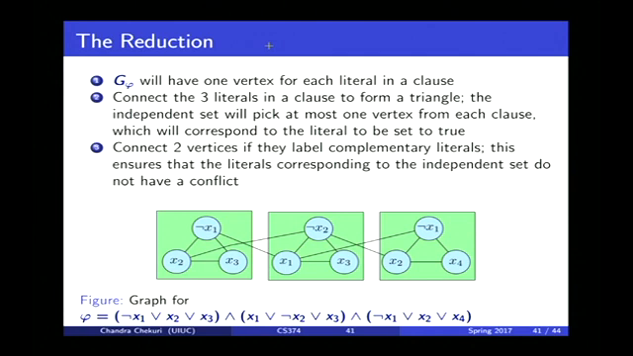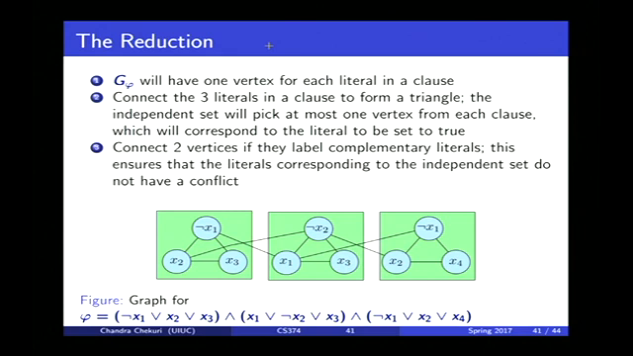But I'm claiming that you can get m if this formula is satisfiable, and you cannot get m if it is not satisfiable. How can you get m if the formula is satisfiable? What does it mean that this formula is satisfiable? That means that there is an assignment to the variables such that all the clauses are true.